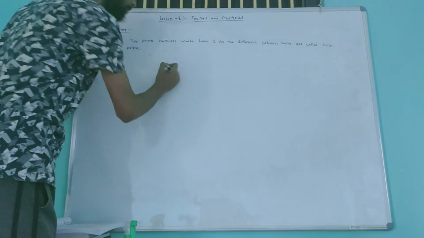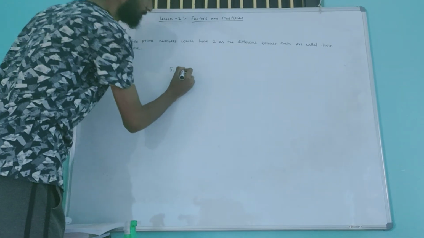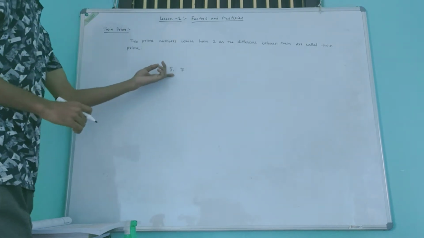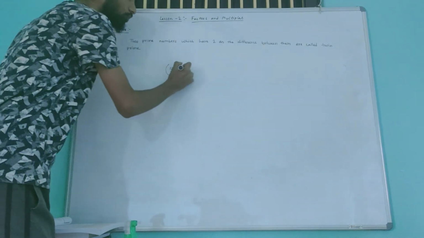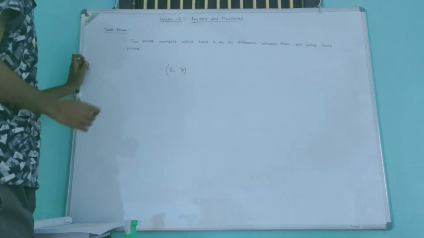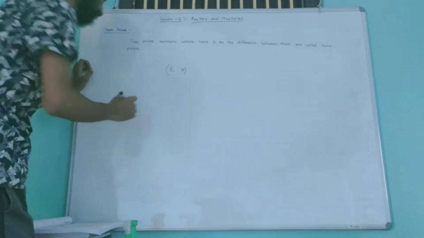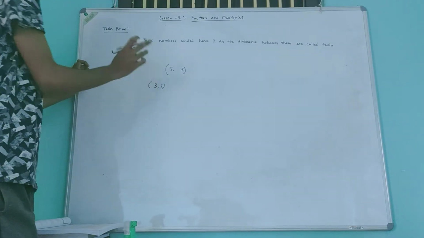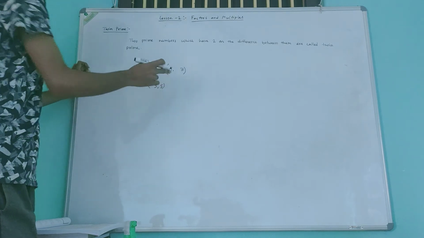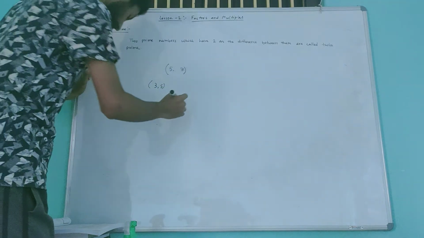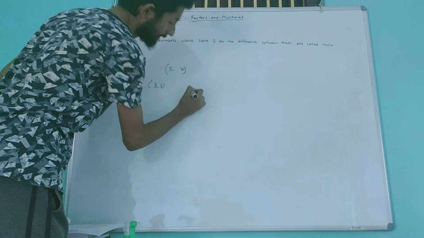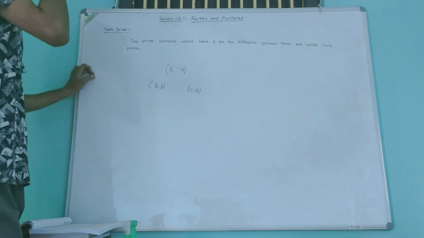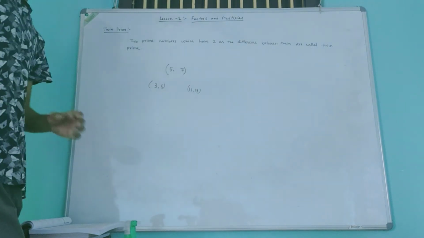Suppose we took 5 and 7, and their difference means subtraction. If we do subtraction, 7 minus 5, we will get 2. Then these two are called twin primes. Similarly, if we write 3 and 5, these two are prime numbers and their difference is 2, so we can write this is a twin prime. Also 11 and 13, they are prime numbers as well as their difference is 2, so we can say 11 and 13 is a twin prime.